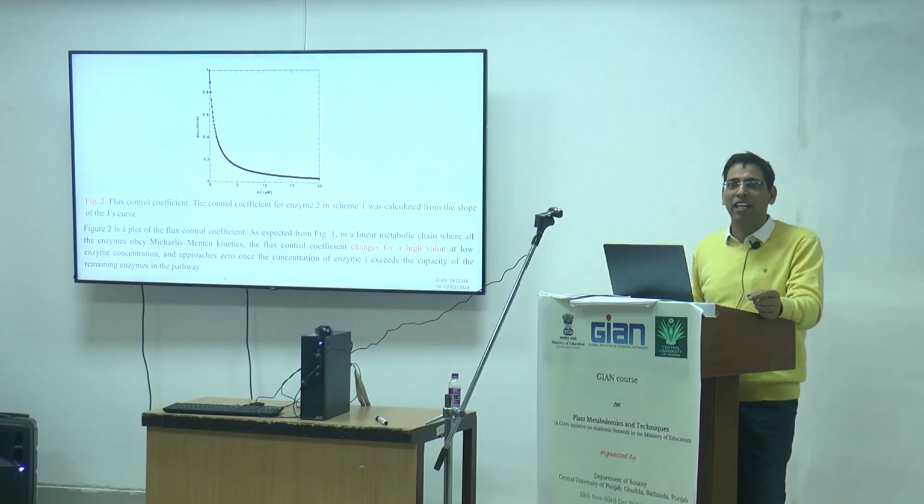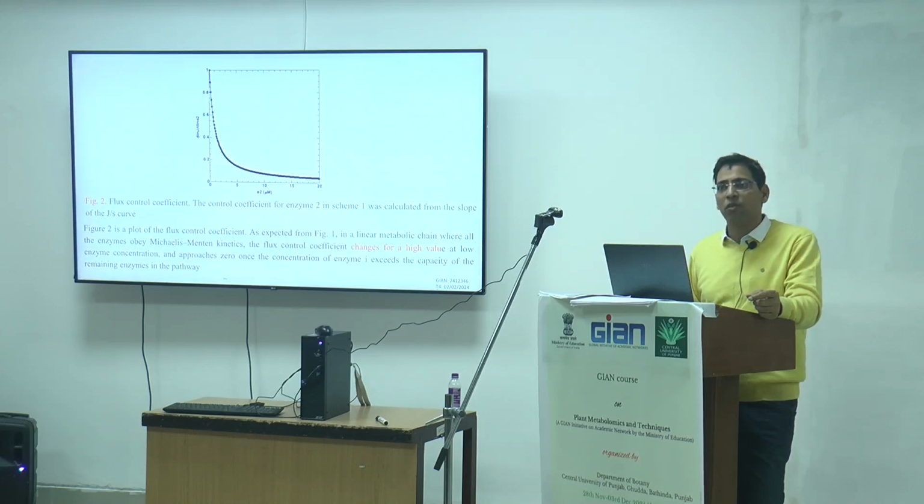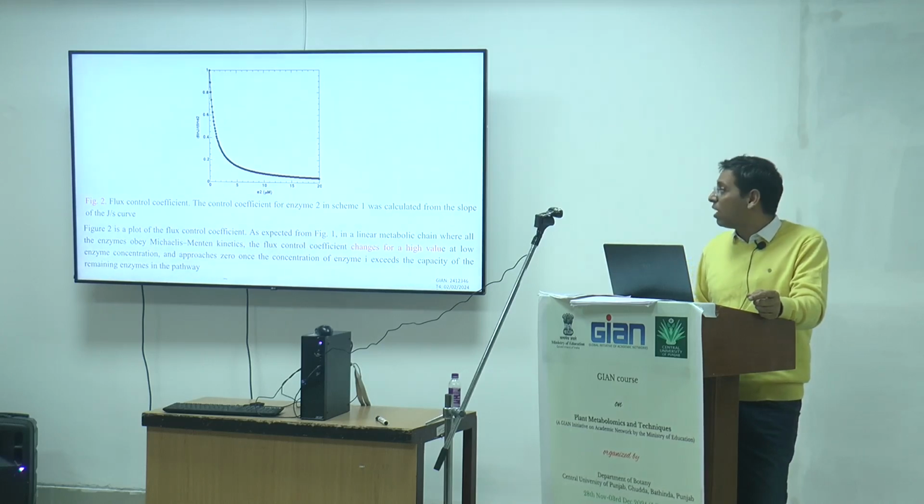But here, what is happening actually is that if you increase the number of enzymes, the flux is going to go down. When more enzyme is present compared to the reactant, the flux is going to go down and it becomes zero.